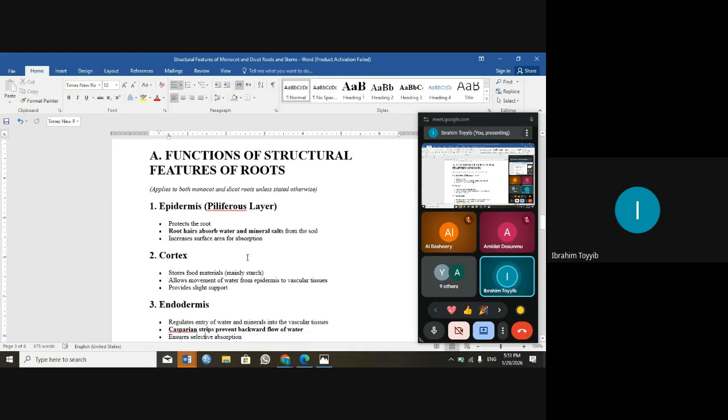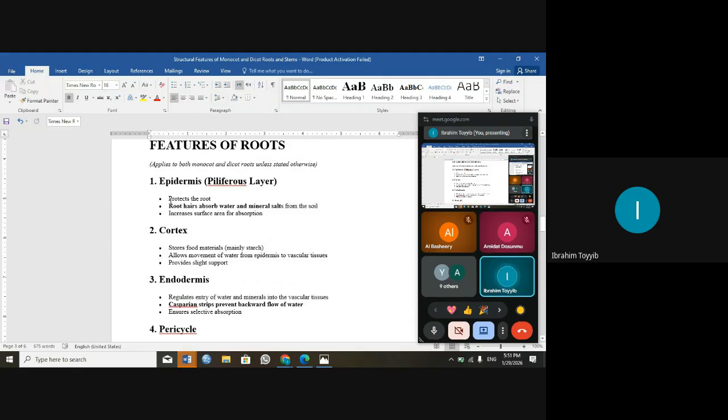So after the epidermis, what's the next? Cortex. Can you see how it is being arranged? The function of the cortex is that it stores food materials, mainly starch. Plants store glucose as starch. It allows movement of water from the epidermis to the vascular tissues, xylem and phloem. It provides slight support also.